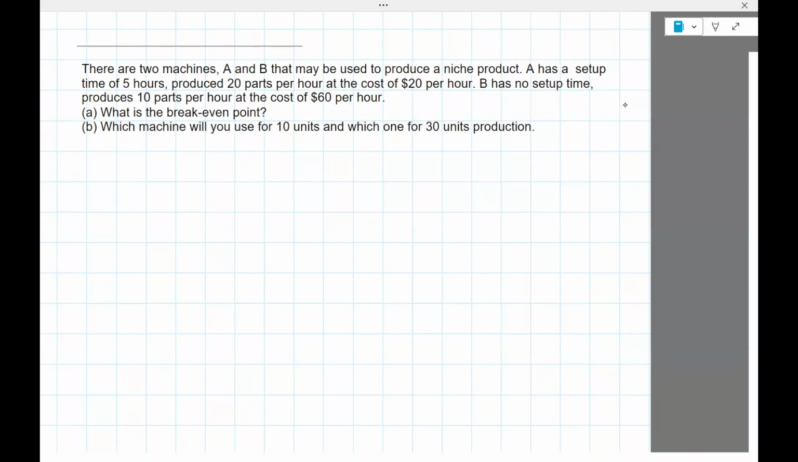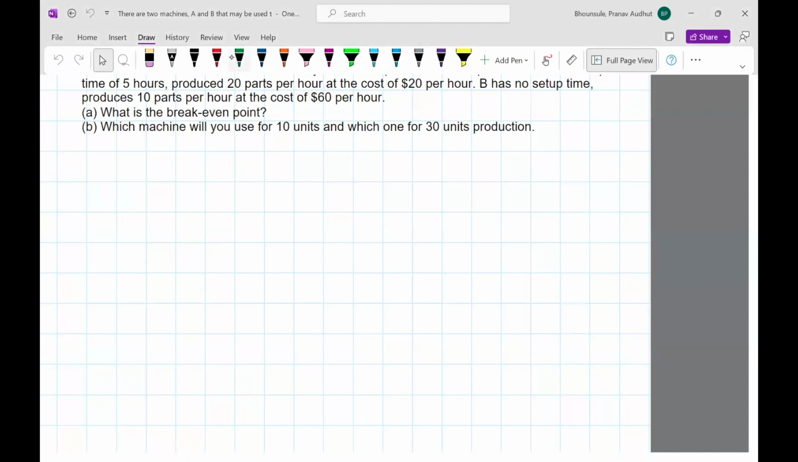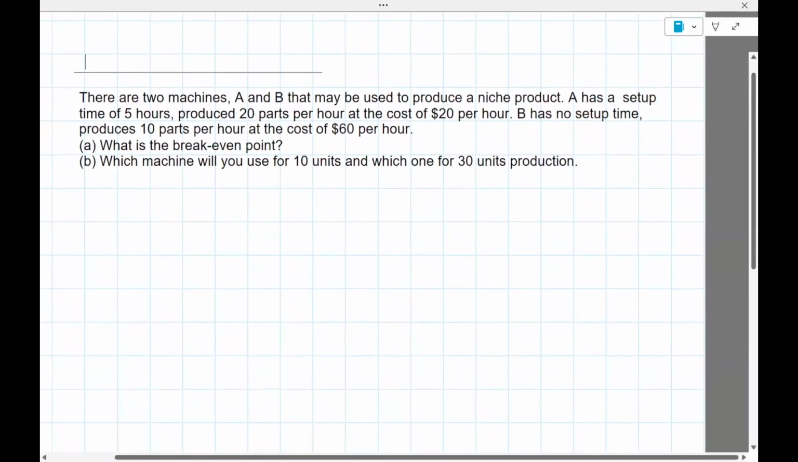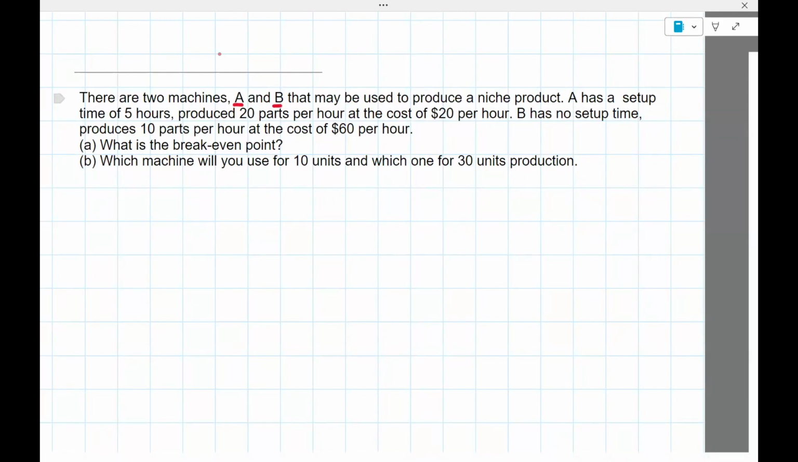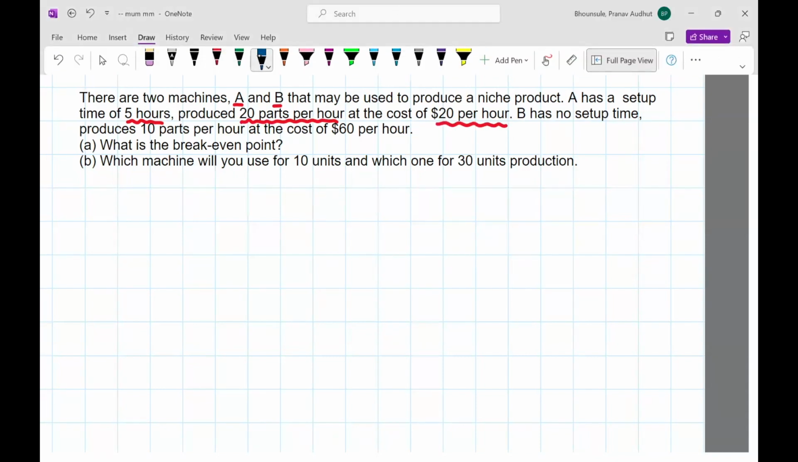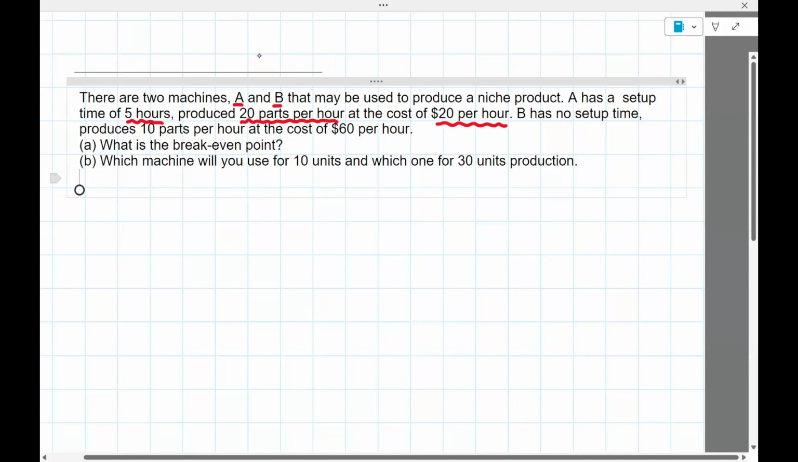So there are two machines, A and B, that may be used to produce a niche product. A has a setup time of 5 hours. That's something you need to put together so that it's ready to produce a part, and then it works to produce 20 parts per hour at the cost of $20 per hour. That's how A functions.